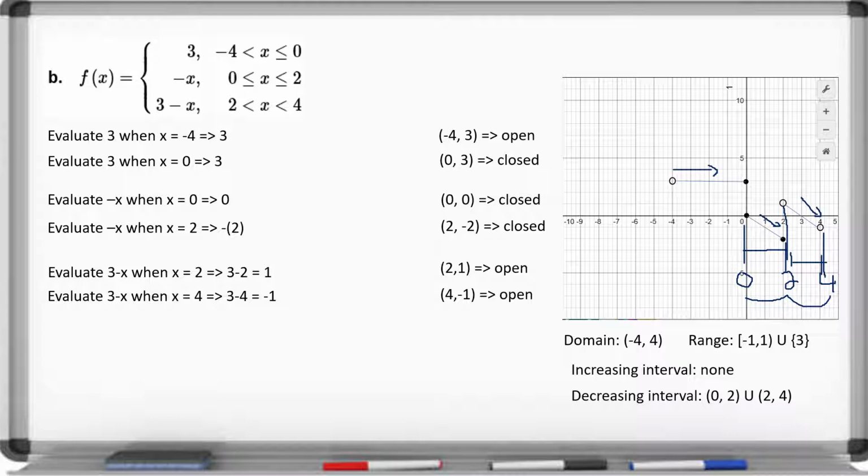All right, you can also say from 0 to 4 here, but the reason I broke it into two pieces is because of the fact that there's two different graphs. But you can also say from 0 to 4. So we can also say this is from 0 to 4 technically. But I would break it down like this just to be safe.